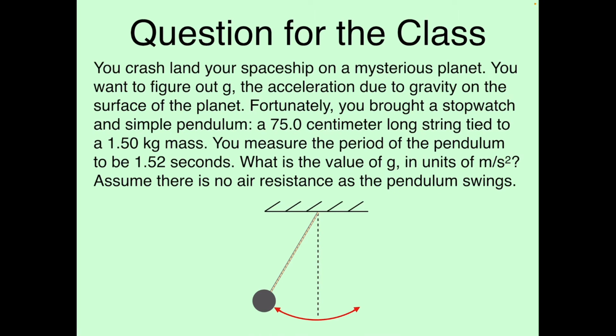So you crash land your spaceship on a mysterious planet, and you want to figure out g, the acceleration due to gravity on the surface of that planet. Fortunately, you brought a stopwatch and a simple pendulum. The pendulum is just a 75 centimeter long string tied to a 1.5 kilogram mass. You watch the pendulum oscillate back and forth, and you measure the period to be 1.52 seconds. So the question is, what is the value of g in units of meters per second squared?